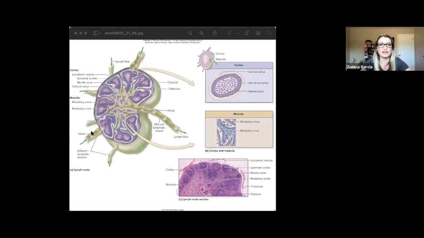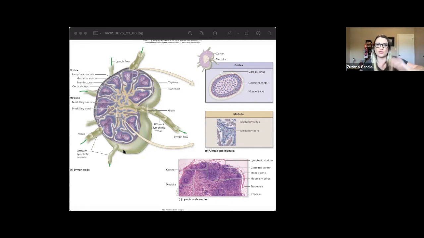Lymph node is surrounded by a capsule. The size of lymph nodes can be anywhere from 2 millimeters to about an inch in size. An inch is about 2.5 centimeters. So they can be very, very tiny, but they can be fairly large as well.